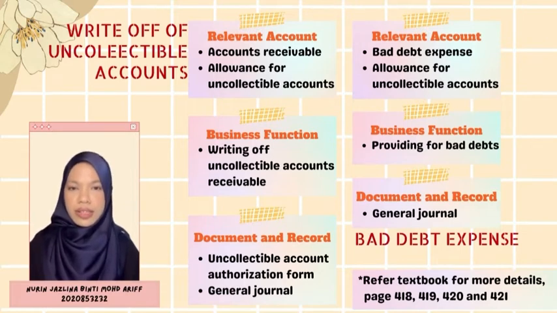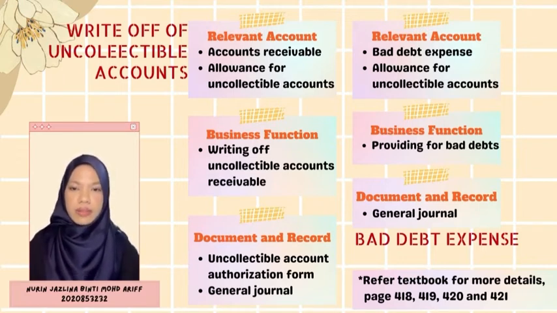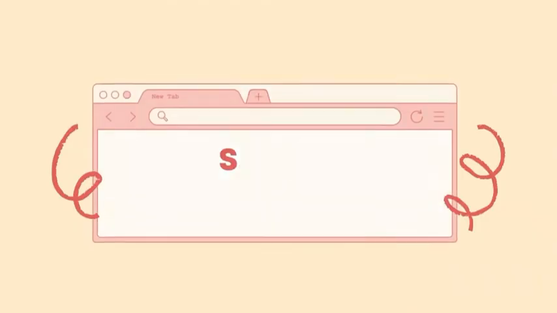The last transaction is bad debt expense. Its relevant accounts are bad debt expense and allowance for uncollectible accounts. The business function is providing for bad debts. There is only 1 document involved under this transaction, which is the general journal. To get a better understanding of documents and records involved in a business, you can refer to the textbook on pages 418 until 421.